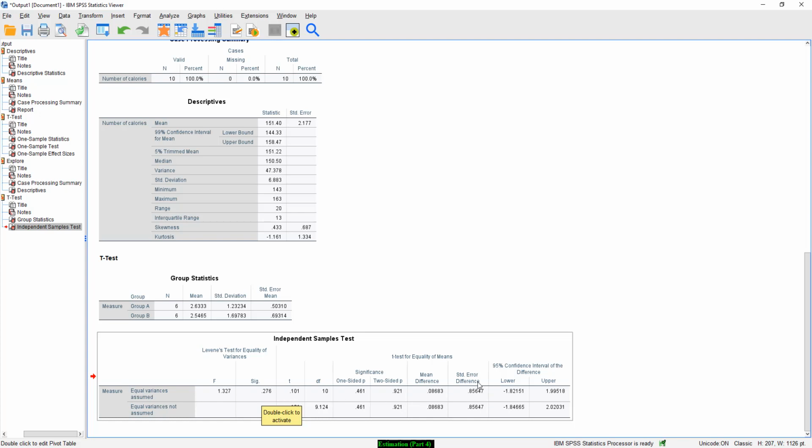In the first row, we can see the mean difference here, 0.0868. Where does it come from? 2.6 minus 2.5, we get 0.08. And this is the standard error of the mean, and this is the 95% confidence interval of the difference.